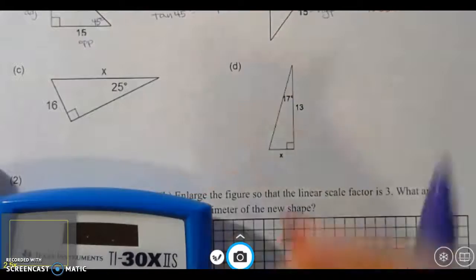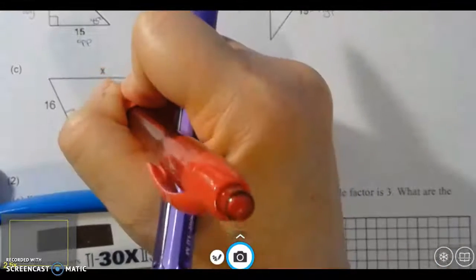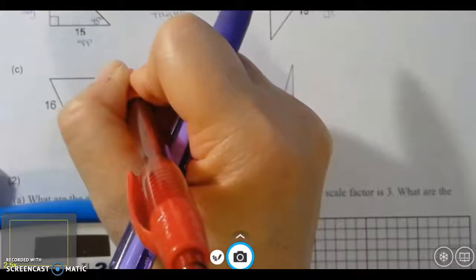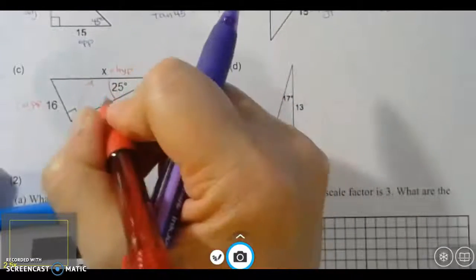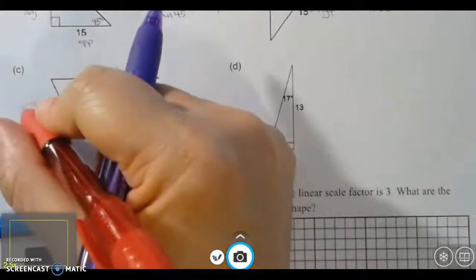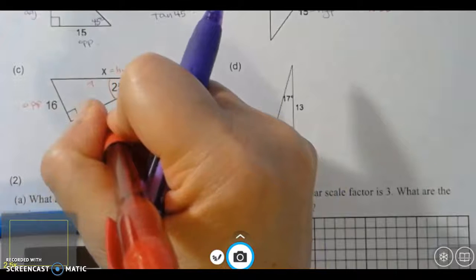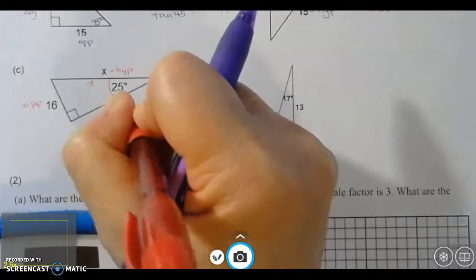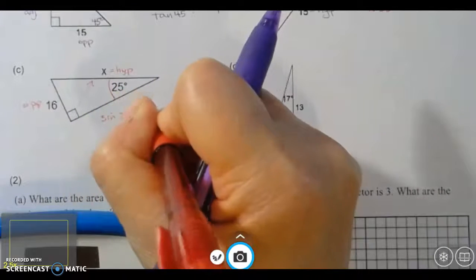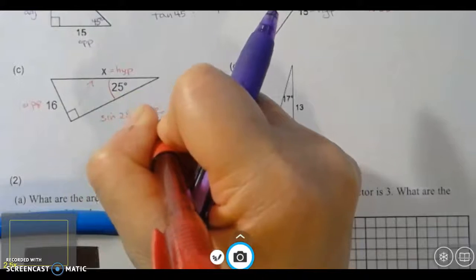Part C, what do we have here? We have this angle, and what are the sides relative to this angle of 25 degrees? This is my hypotenuse because it's across from the right angle, and this is going to be my opposite because it's opposite from the angle that we're given. So what's the trig function that deals with opposite and hypotenuse? That's sine. So sine of 25 degrees is opposite, which is 16, divided by hypotenuse, which is x.